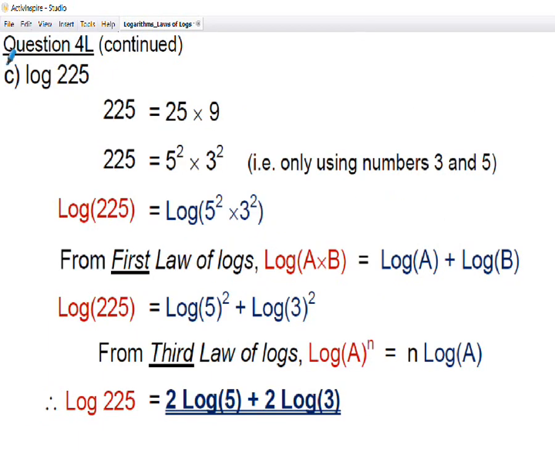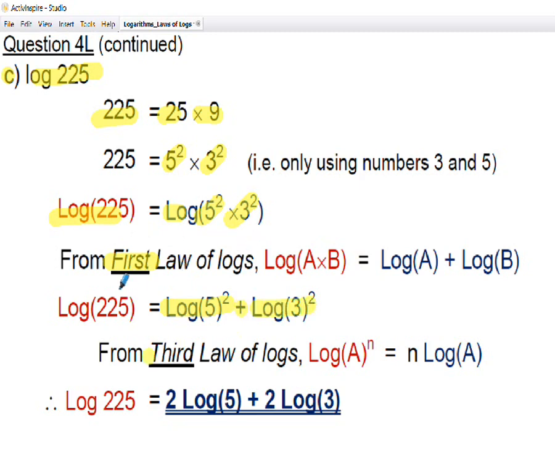Question 4L, part C, we're given log of 225. Again, we've got to express it in terms of bases 2, 3 and 5. So 225 can be written as 25 times by 9, that gives me 225, and 25 is 5 squared, and 9 is 3 squared, so I've got my bases of 3 and 5 again. So I could write the log of 225 as a log of 5 squared times 3 squared. Applying my first law on the right hand side, that can be written now as log of 5 squared plus the log of 3 squared.